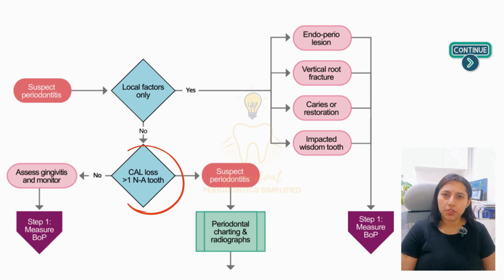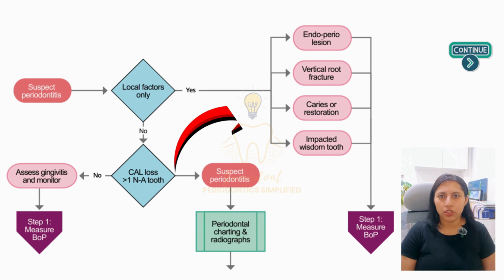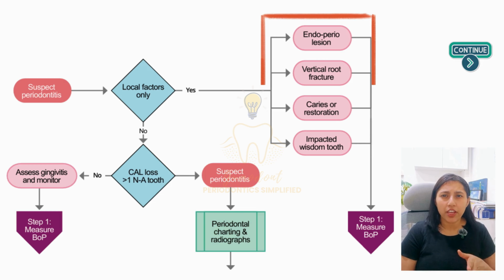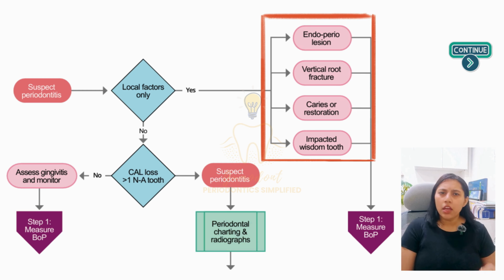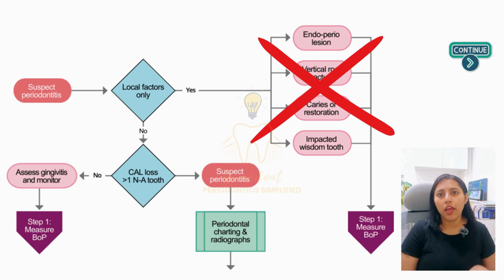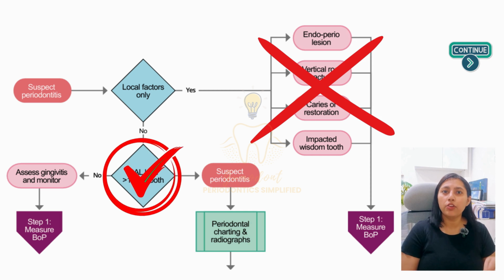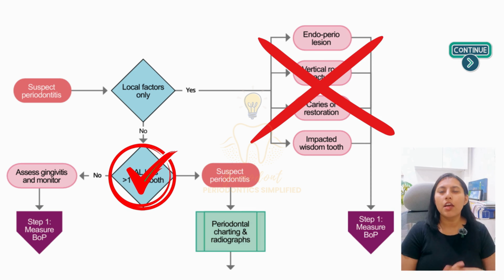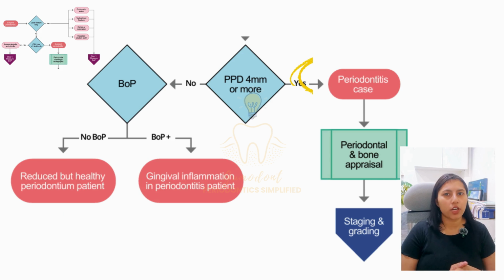But if attachment loss is present, the next step is to determine whether this loss is actually due to periodontitis or due to some other condition. Because attachment loss can also occur due to traumatic recession, cervical caries, third molar associated defects, vertical root fractures, or endodontic lesions. So, if the attachment loss is explained by one of these causes, we do not diagnose periodontitis. But if these causes are excluded and attachment loss is present at two or more non-adjacent teeth, then the patient is diagnosed as a periodontitis case.